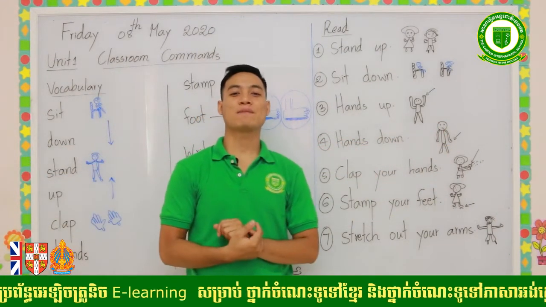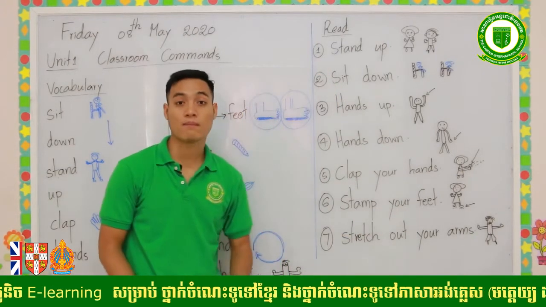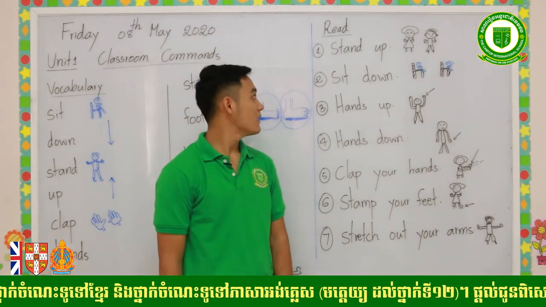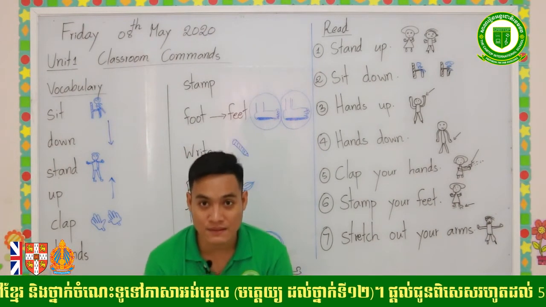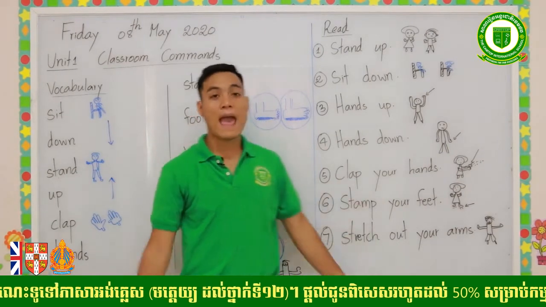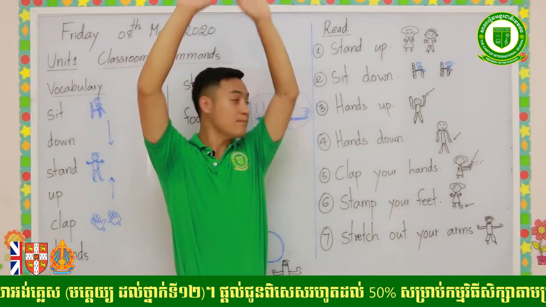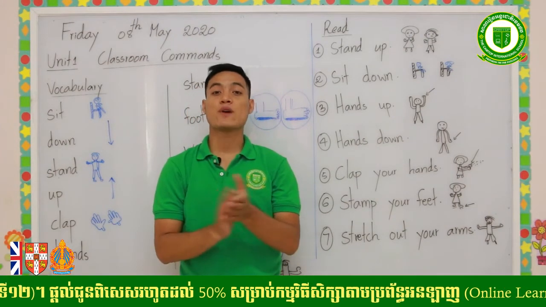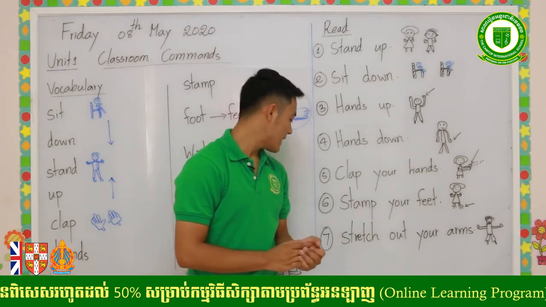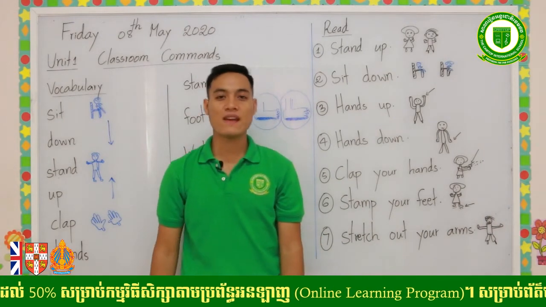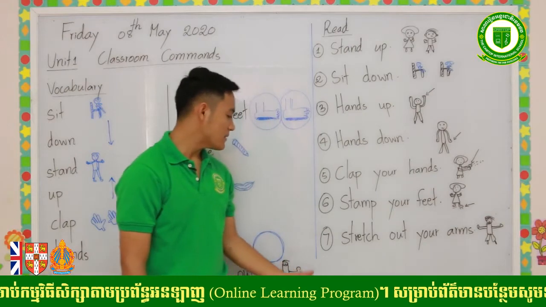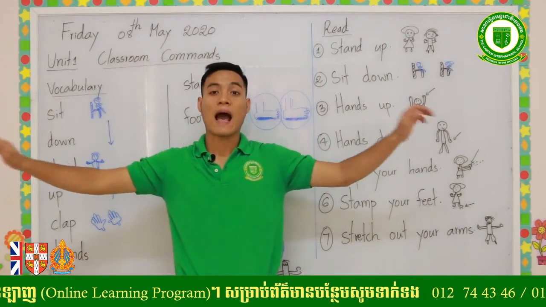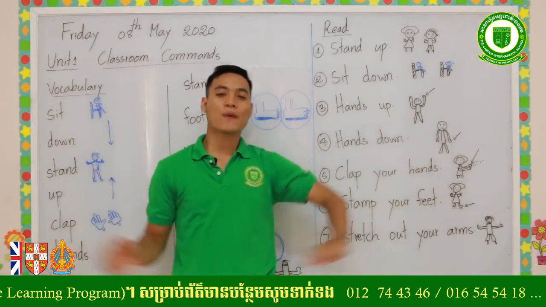Okay, so again, before we say goodbye, let's practice the classroom commands together. Number one, stand up. Number two, sit down. Number three, hands up. Number four, hands down. Number five, clap your hands. Number six, stomp your feet. Number seven, stretch out your arms. Okay, so that's it.